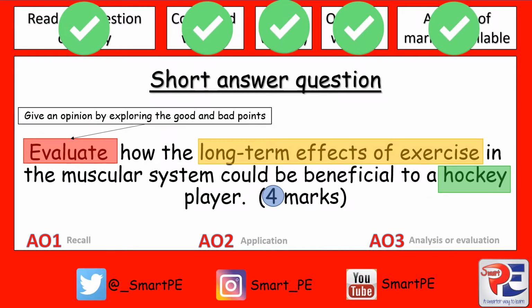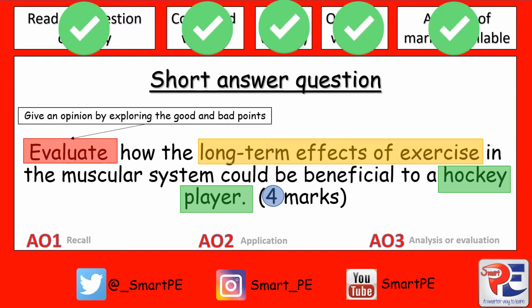So a really important thing about this question, it is an evaluate question, an assessment objective 3, and it does ask you to evaluate, so give good or bad points. But in this particular question, it asks about how the long-term effects of exercise are going to be beneficial. Right, beneficial. So it's only asking for you to give your opinion on the good points of the long-term effects of exercise in the muscular system. And because 4 marks are available, you've got to basically give your opinion 4 times. So you've got to give 4 points that you are hopefully going to do on the muscular system.